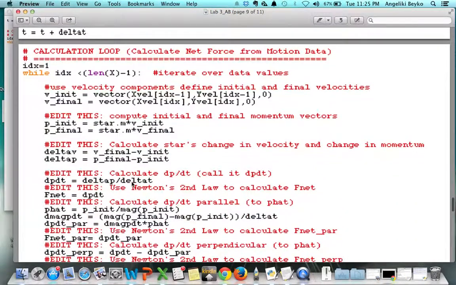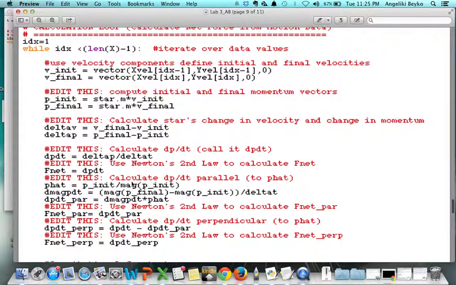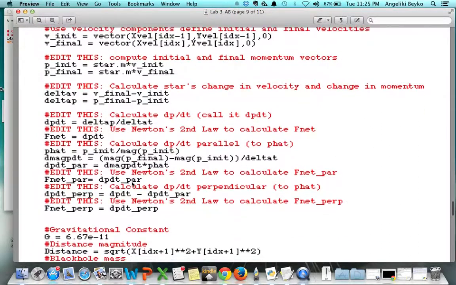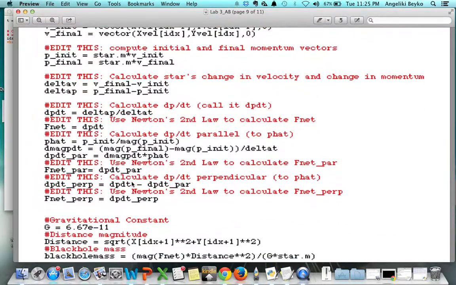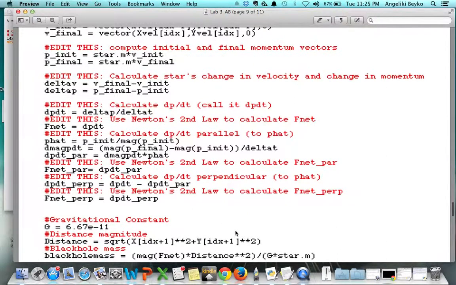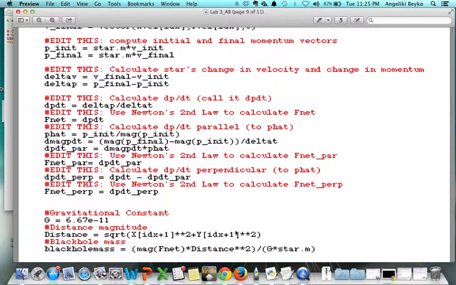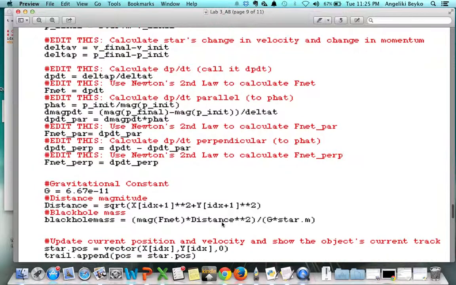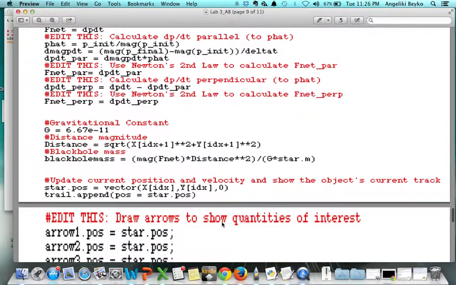So the first while loop is for the velocity, and we use Newton's second law to calculate net force, and we calculate the net force parallel and F net perpendicular. So the gravitational constant, and then the black hole mass is equal to this formula: magnitude of net force times distance squared divided by G, the gravitational constant, times the star mass.